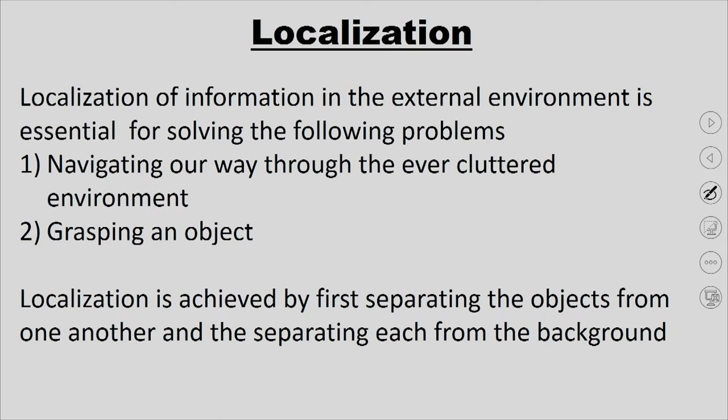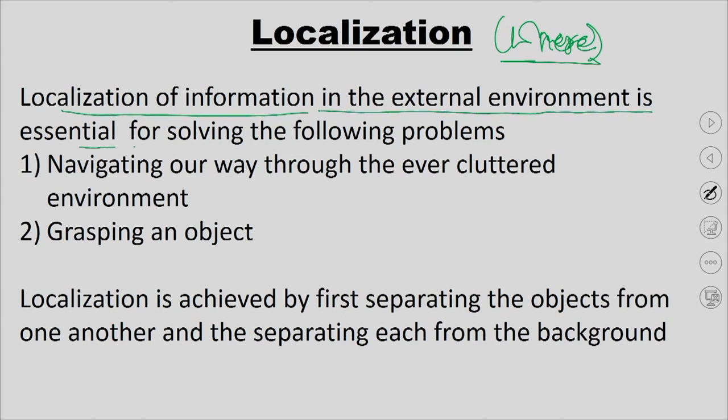The second step, as we saw, is where in the external environment is the object, and this term is called localization. So what is localization? Localization of information in the external environment is essential for solving the following problems. Why do we need localization? As I said, the second step in perception is localization, which means not what objects are there, rather that's the third step. The second step is where are the objects in the external environment.